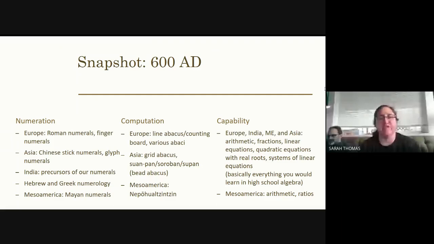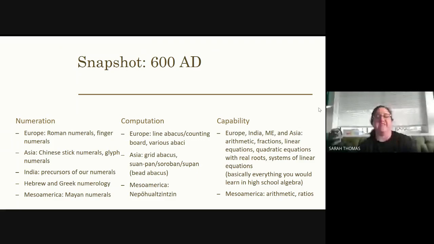In Mesoamerica, they had various computation devices. There were people who were trained to use them that were specialists. One of their more interesting devices was a table that was almost like a model of a city with different heights, and the different heights represented different place values. So that's an interesting thing to look at, something really cool you can look at later.